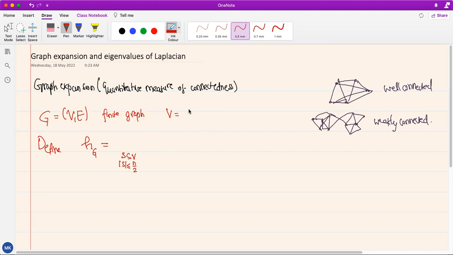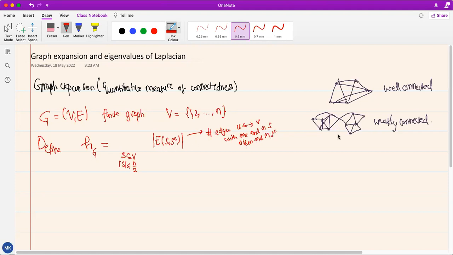I will always assume V is just 1 to n. N is the number of vertices. So you take any subset of vertices with at most half of the vertices. And then you see how many edges are there going from S to S complement, and measure the size. So the numerator is the number of edges uv with one end in S and the other end in S complement. That is what you count.